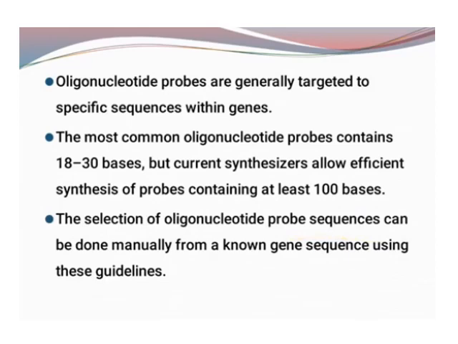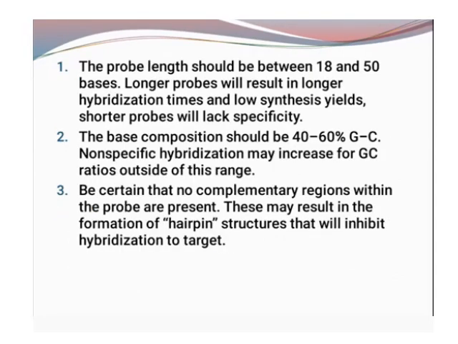Oligonucleotide probes are generally targeted to specific sequences within genes. The most common oligonucleotide probes contain 18 to 30 bases, but current synthesizers allow efficient synthesis of probes containing at least 100 bases. The selection of oligonucleotide probe sequences can be done manually from a known gene sequence using these guidelines. Guideline number 1: the probe length should be between 18 and 50 bases. Longer probes will result in longer hybridization times and low synthesis yield. Shorter probes will lack specificity.